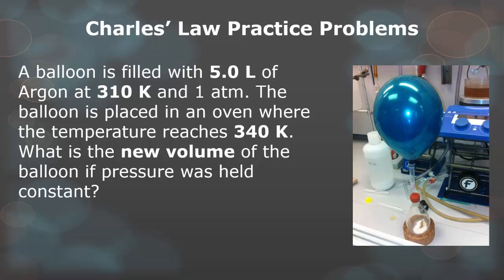If a balloon is filled with 5 liters of argon at 310 Kelvin at 1 atmosphere, the balloon is then placed in an oven where the temperature reaches 340 degrees Kelvin. So right off the bat, you're noticing we're increasing temperature. What is the new volume of the balloon if pressure was held constant? Thinking about this, you're increasing the temperature, so therefore your volume should increase as well.